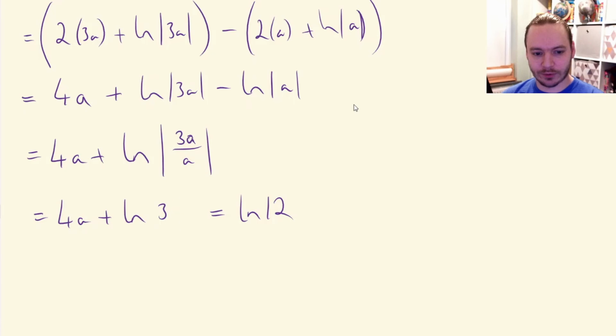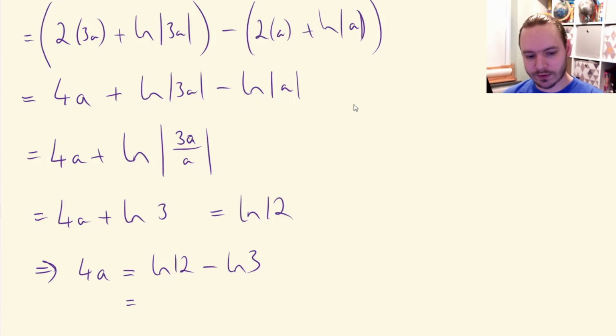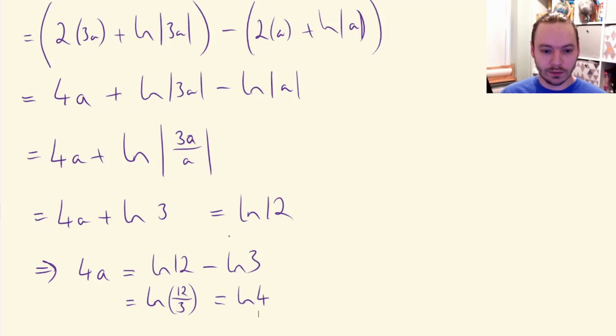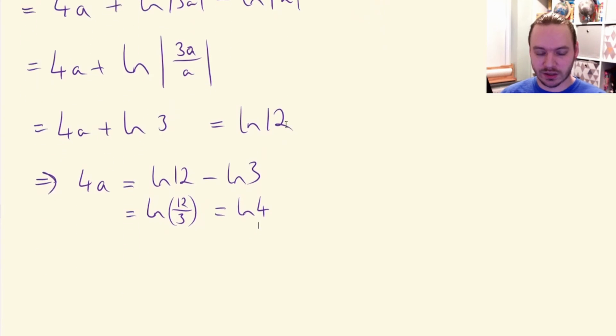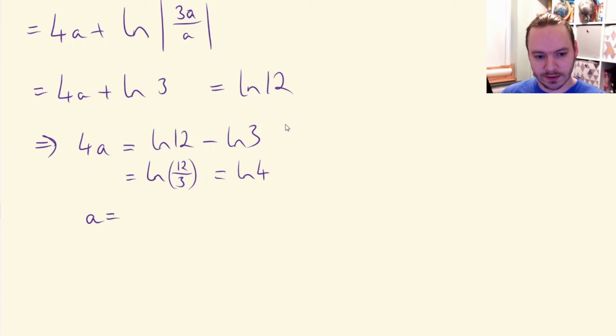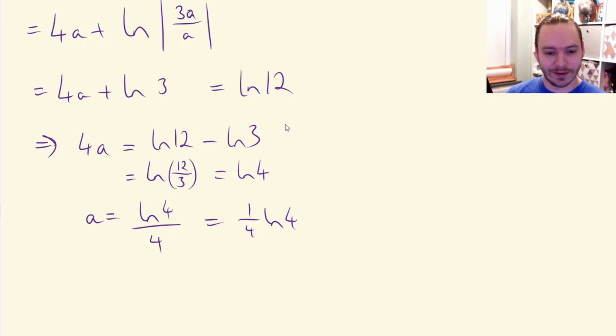Okay, actually I don't need my absolute signs there anymore because ln 3 is just a number. And that tells us that 4a is equal to ln 12 minus ln 3, which is equal to ln of 12 over 3, or ln of 4. And if 4a is ln 4, then I can just divide everything by 4, and then a is just ln 4 divided by 4. Or I think in the textbook it's written as 1/4 ln 4. They're equivalent. It doesn't really matter which way you write it. And that's it. a is 1/4 of natural log 4.